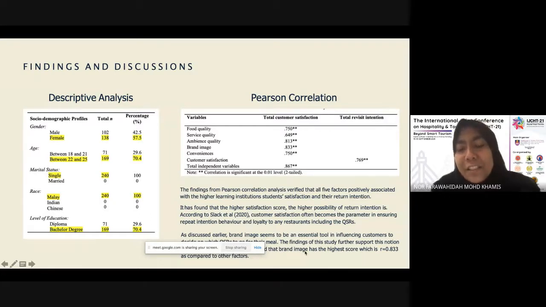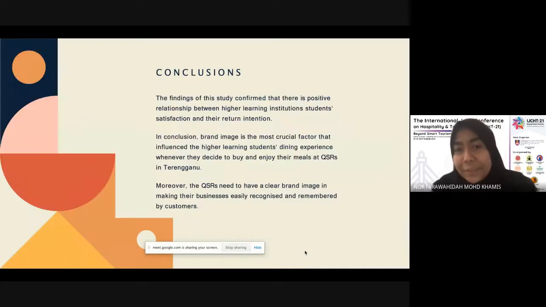As discussed earlier, brand image seems to be an essential tool in influencing customers to decide which QSR to choose for their meal. The finding of the study further supports the notion of the previous study that brand image has the highest score, with an R value of 0.833 as compared to the other factors.